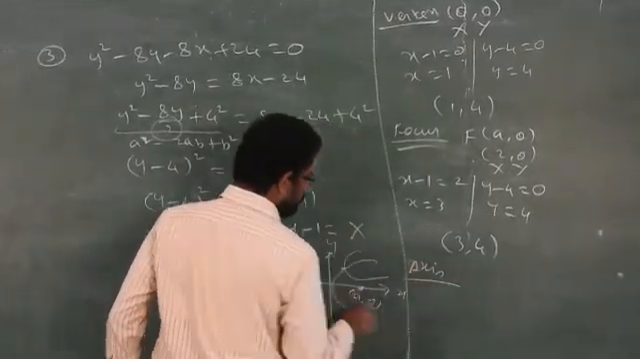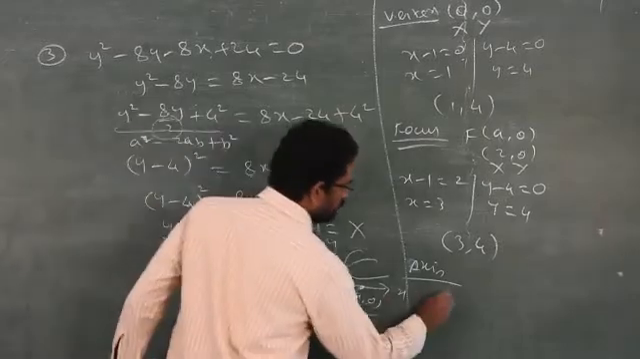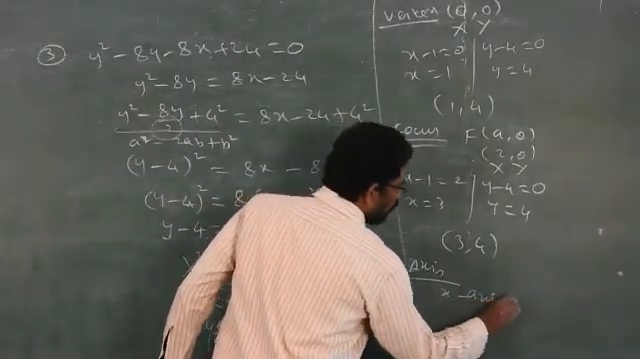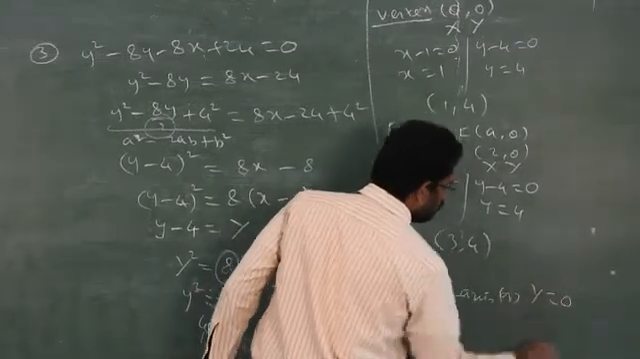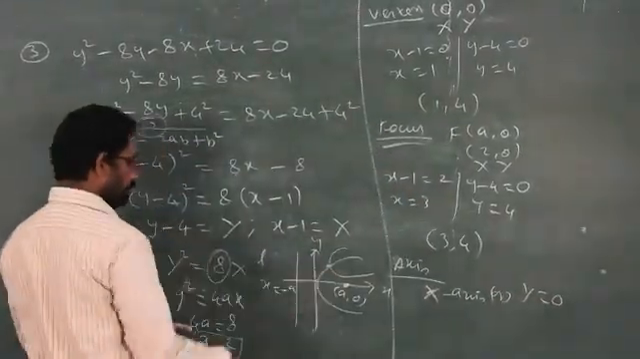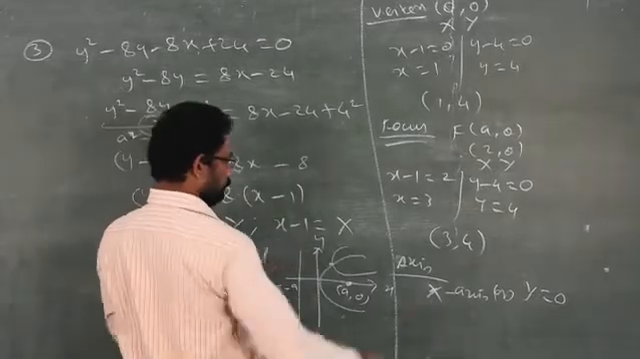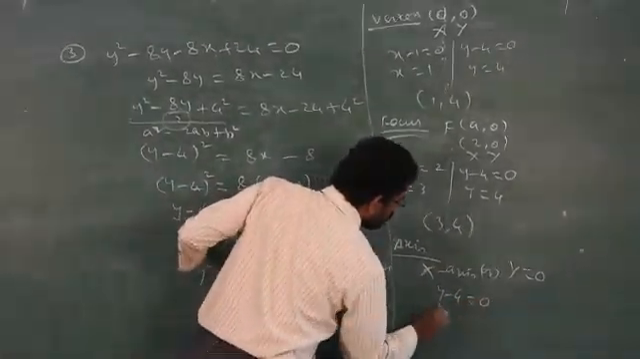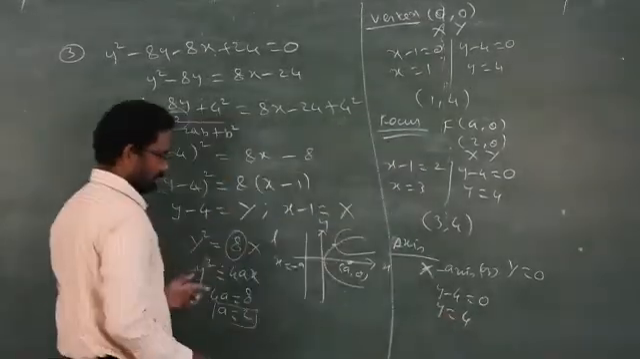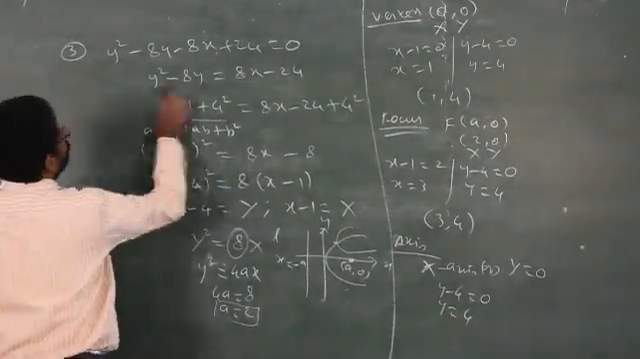The next one, axis. So what is the axis? The axis falls on which axis? The x axis, or this capital X axis. Capital Y is equal to 0, because we refer to only capital X and capital Y. So what is capital Y? y minus 4 is equal to 0, therefore y is equal to 4. That is the axis.